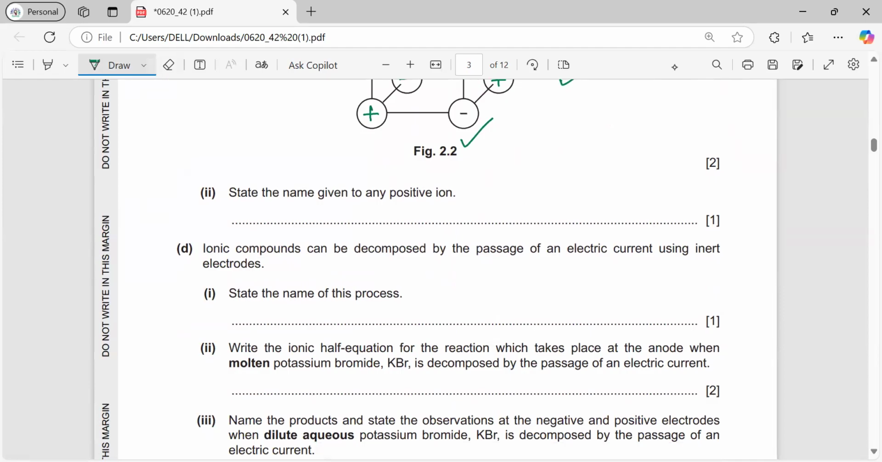State the name given to any positive ion. So the positive ions are called cations. Ionic compounds can be decomposed by the passage of electric current using inert electrodes. State the name of this process. So ionic compounds are broken down or decomposed by the passage of electric current. This process is called electrolysis.